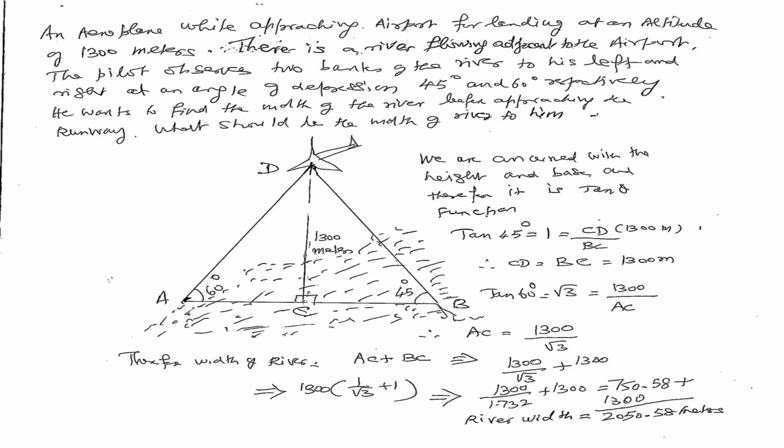Therefore, the width of the river, AC plus BC, is equal to 1300 by root 3 plus 1300, which is equal to 1300 within brackets 1 by root 3 plus 1, or 1300 by 1.732 plus 1300, which is equal to 750.58 plus 1300. The river width is 2050.58 meters.